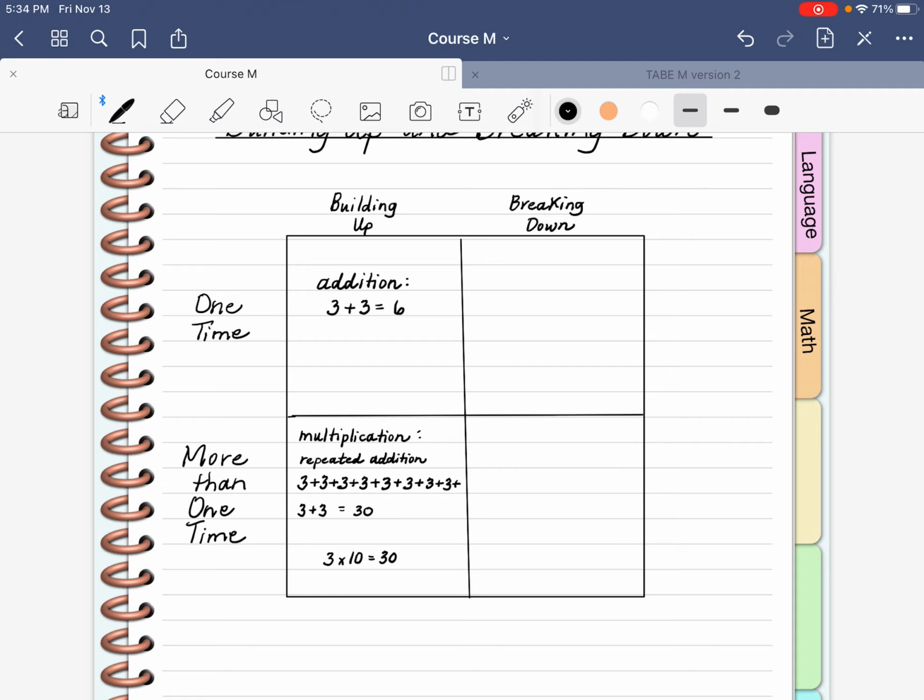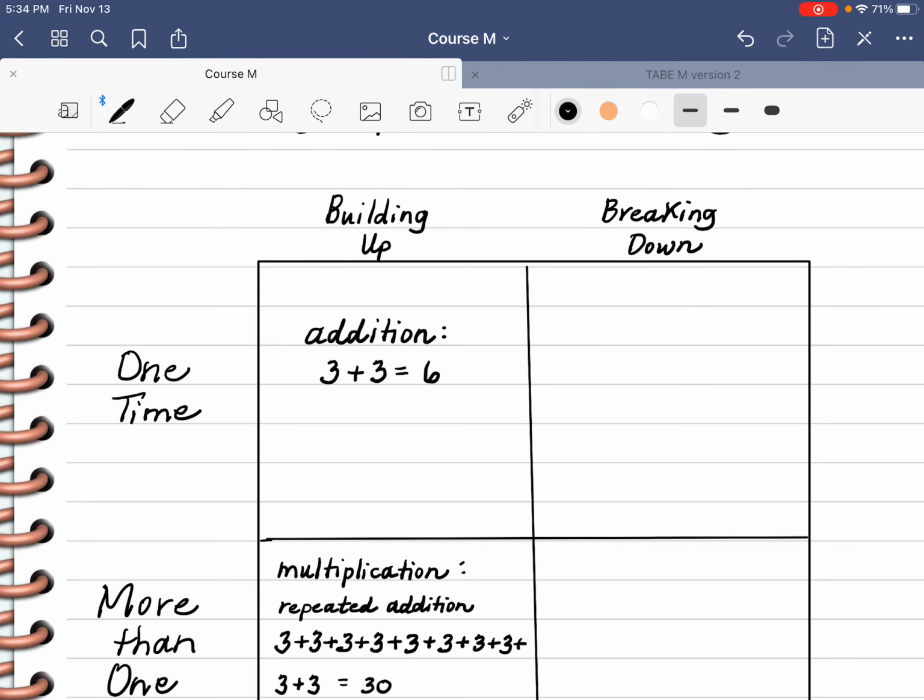So what if we're breaking down? If we're breaking down just one time, that is subtraction. For example, I have 30 cookies in a bag and I take 5 of them out. Just 5. I do it one time. That leaves me with 25 cookies. I only take it away one time.